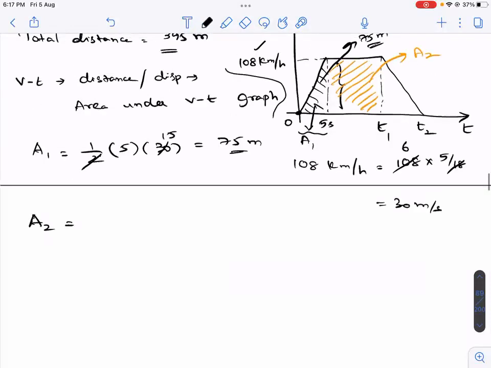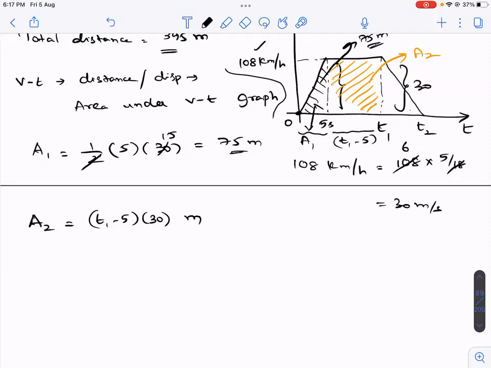A2, what shape does it take? To find A2, what shape are you able to see? It is the area of the rectangle. So for the rectangle, how much is this distance going to be? It will be T1 minus 5. And how much is the height going to be? It will be 30. So T1 minus 5 into 30 will give you area 2. Right? That is these many meters.